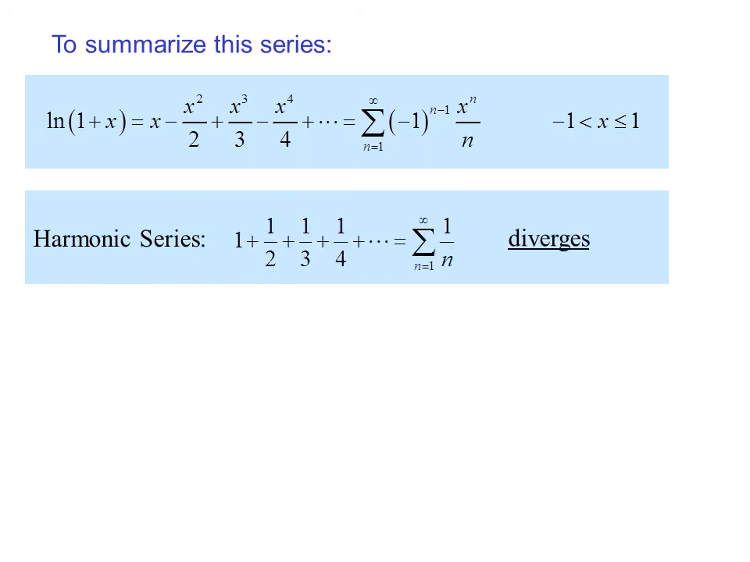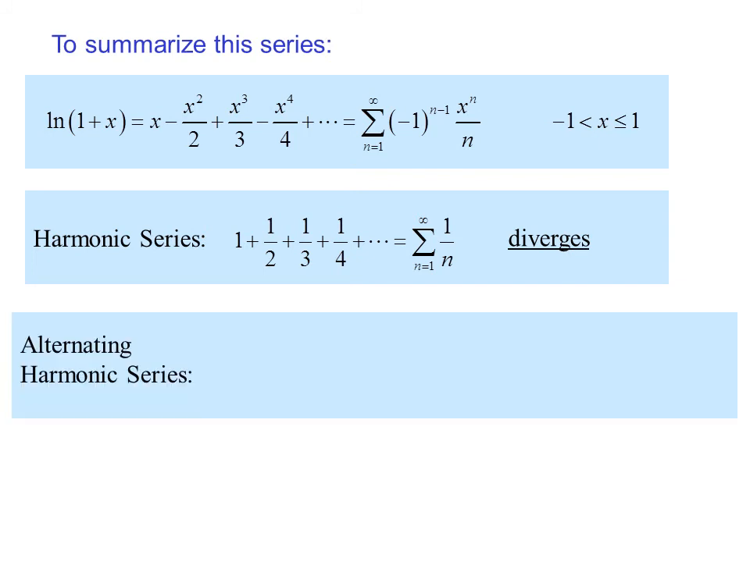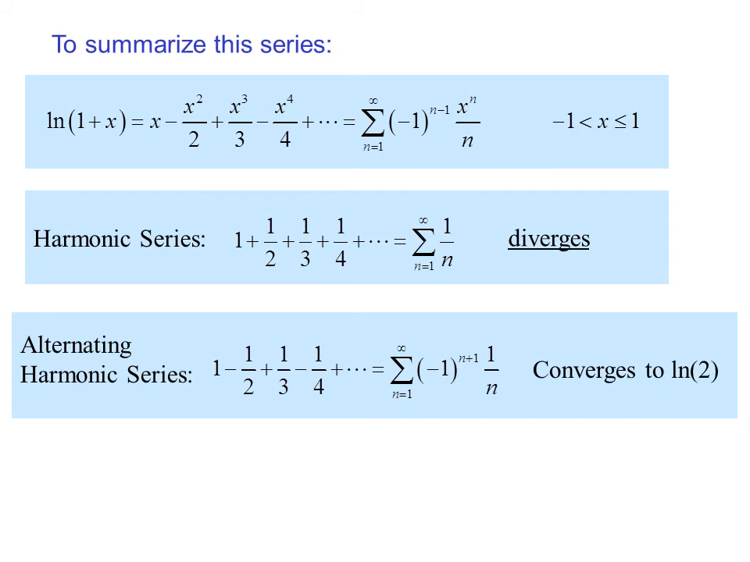The harmonic series is 1 plus 1/2 plus 1/3 plus 1/4, or the summation from n equals 1 to infinity of 1 over n, and it diverges. The alternating harmonic series is 1 minus 1/2 plus 1/3 minus 1/4, which is equal to the summation from n equals 1 to infinity of negative 1 to the n plus 1 times 1 over n, and it converges to ln 2.